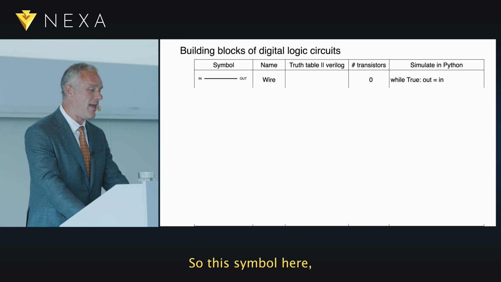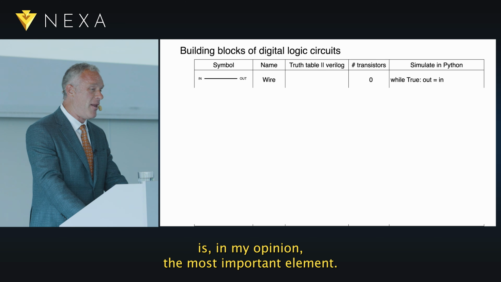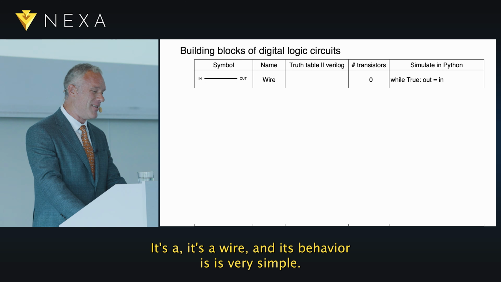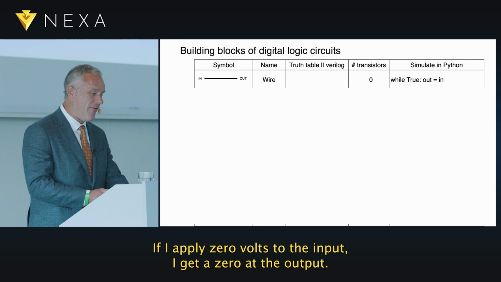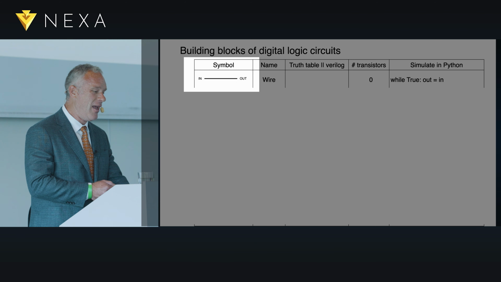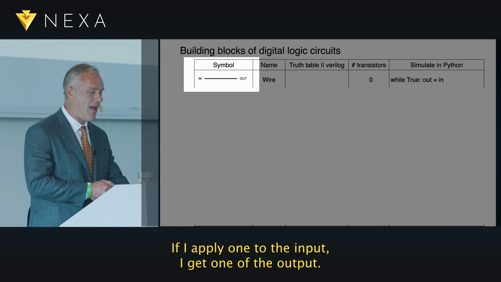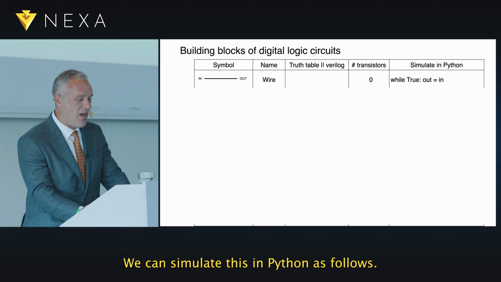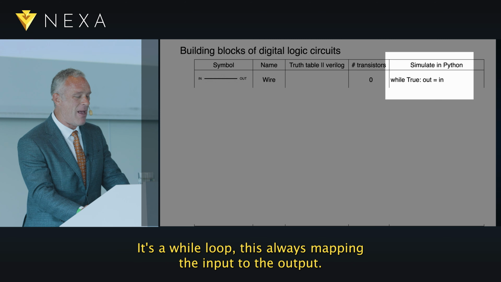So this symbol here is, in my opinion, the most important element. It's a wire, and its behavior is very simple. If I apply 0 volts to the input, I get a 0 at the output. If I apply 1 to the input, I get 1 at the output. We can simulate this in Python as follows. It's a while loop that's always mapping the input to the output.